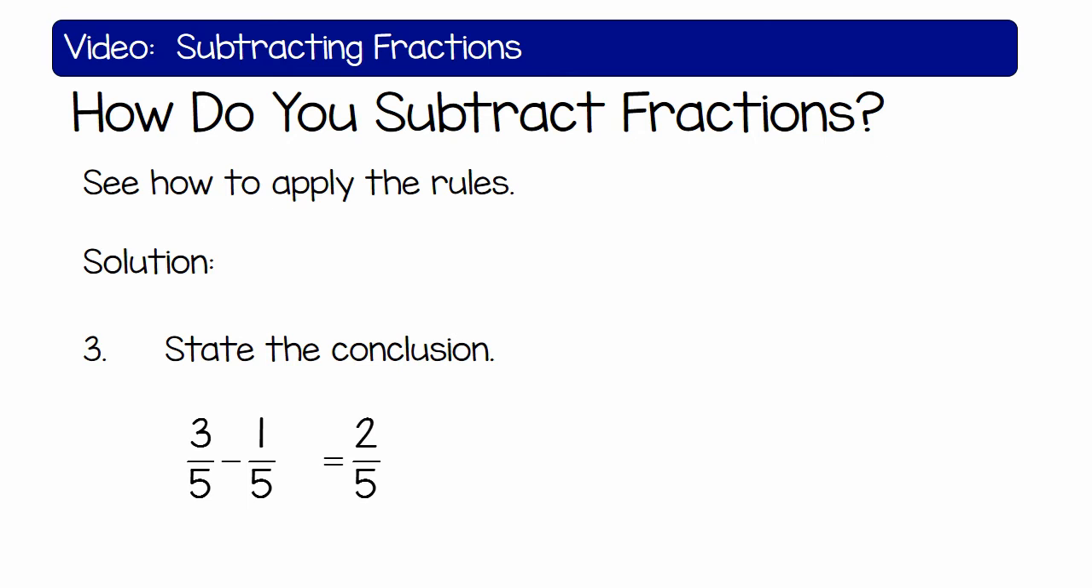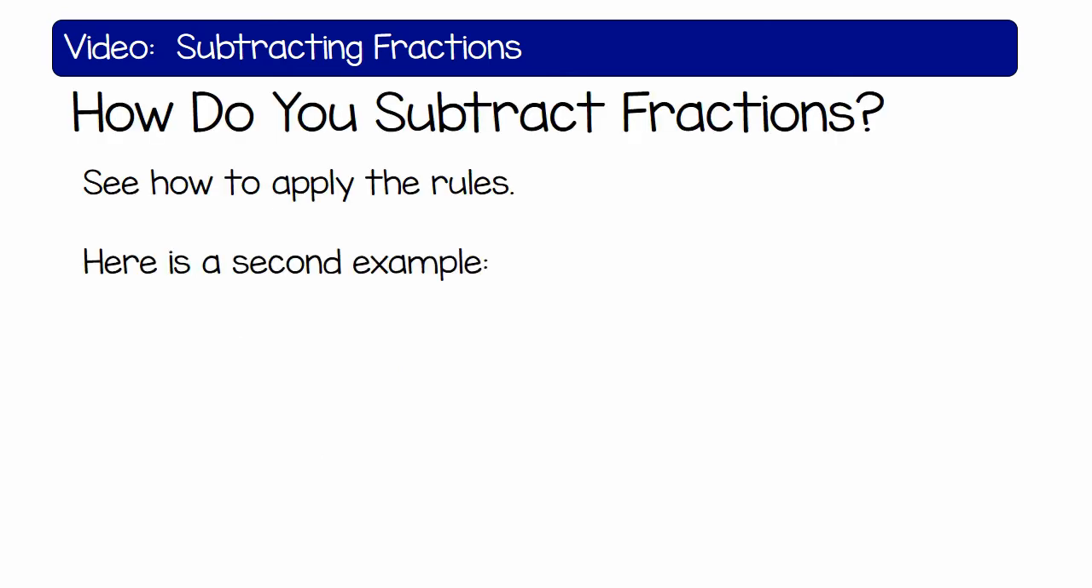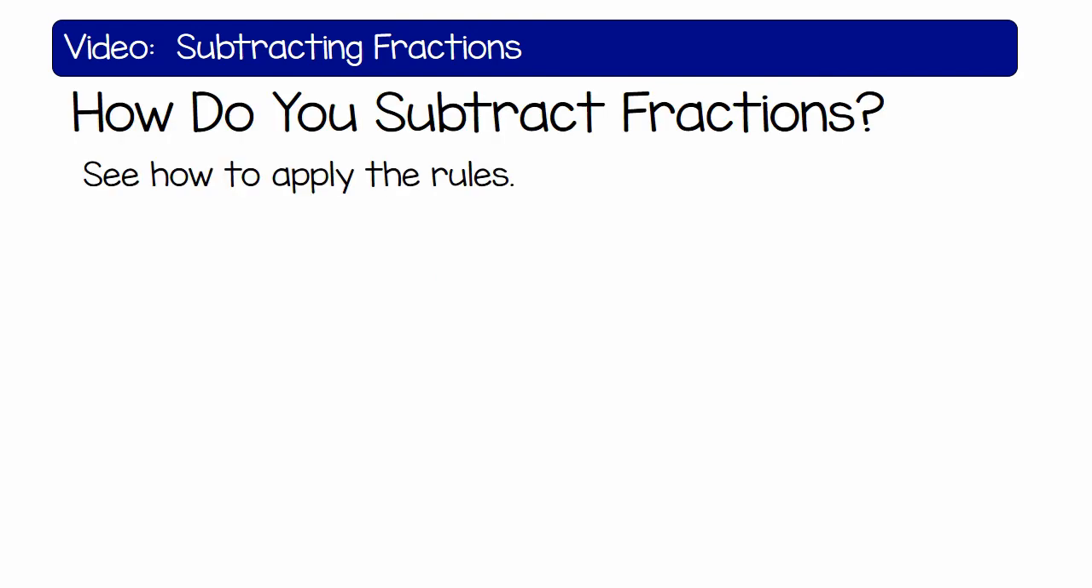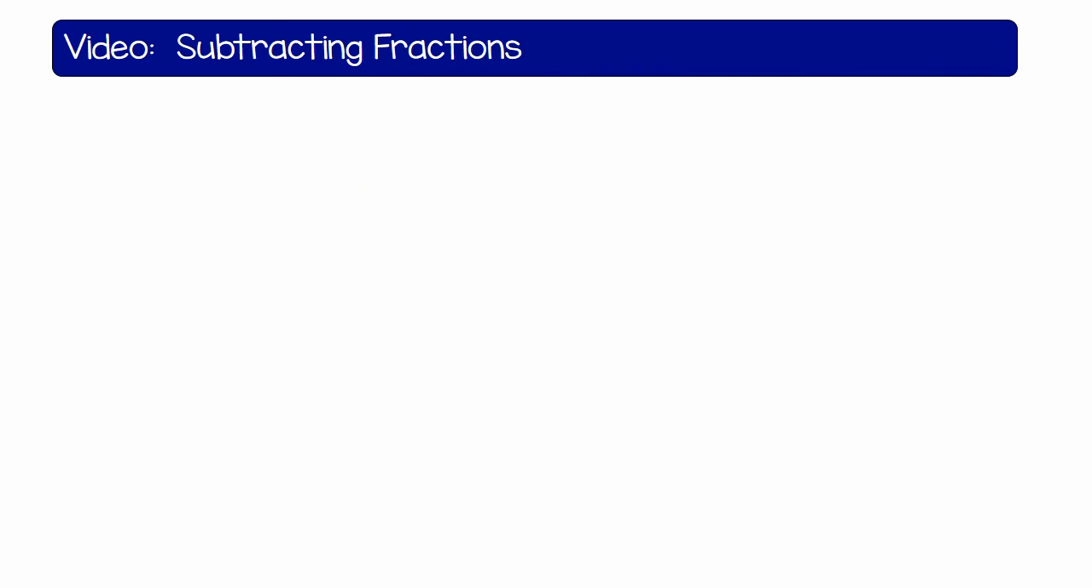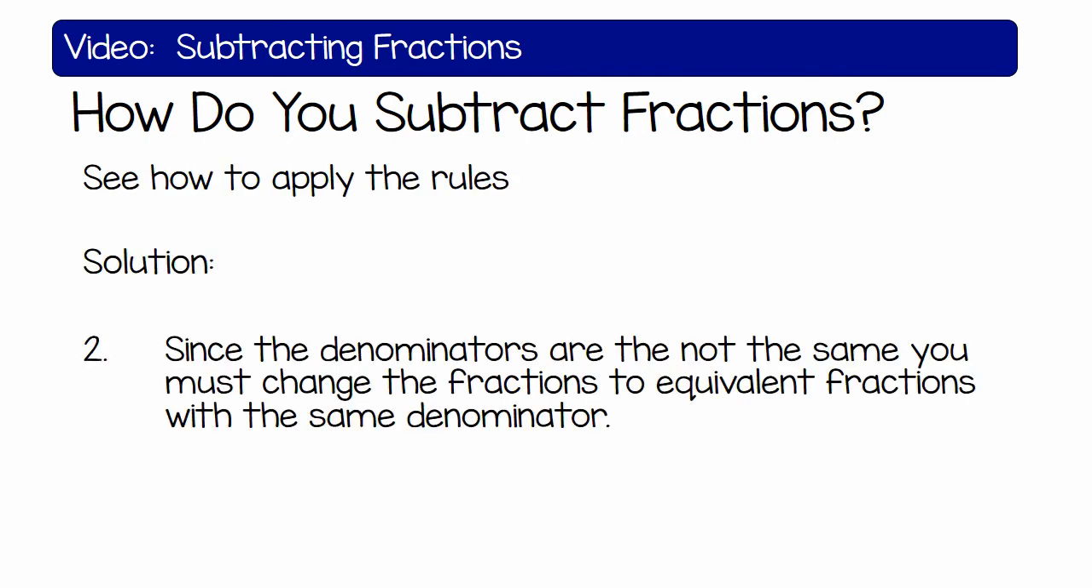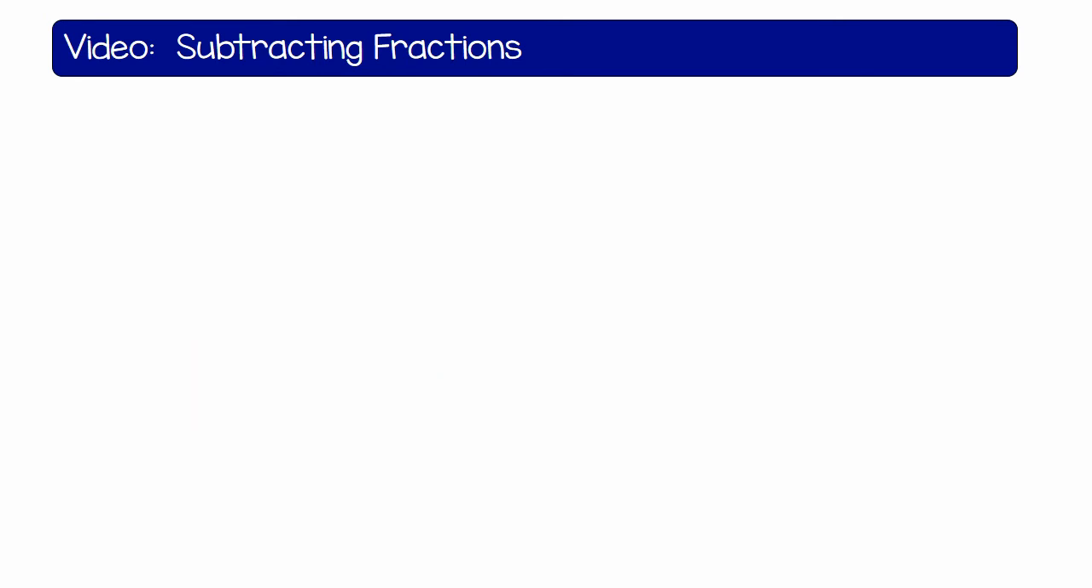Need a more challenging question? Here's example number 2. Subtract 3 over 4 minus 1 over 8. Now, check that the denominators are the same. 3 over 4 minus 1 over 8. Since the denominators are not the same, you must change the fractions to equivalent fractions with the same denominator.